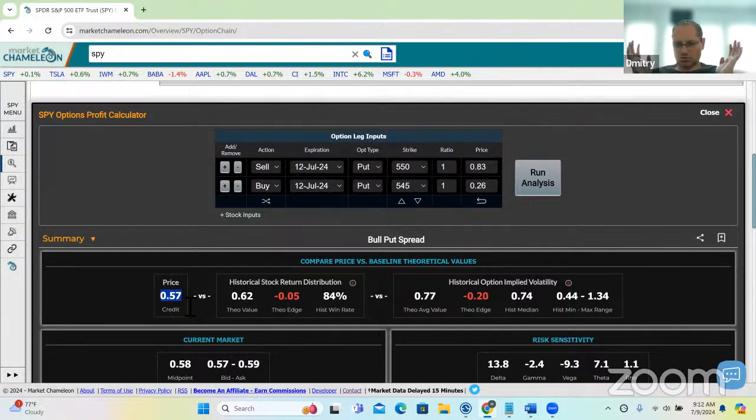Now, how do we compare that benchmark? Like, what is 57 cents, high or low? We need some kind of benchmark. Imagine you're out there buying a car, right? Well, different cars have different prices.